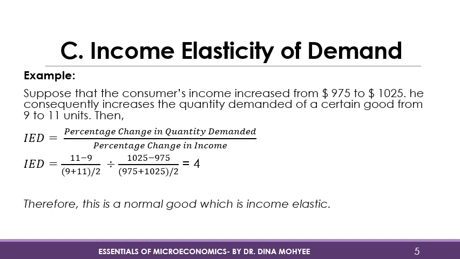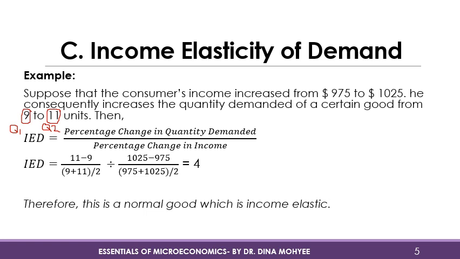It is equal to the new quantity, Q2, which is equal to 11, minus the old quantity, Q1, which is 9. Therefore, the percentage change in quantity demanded equals 11 minus 9 divided by the average, 9 plus 11 divided by 2. We divide this term by the percentage change in income.